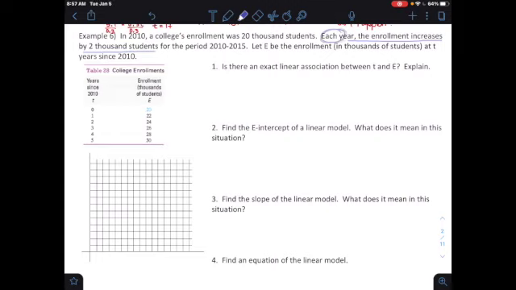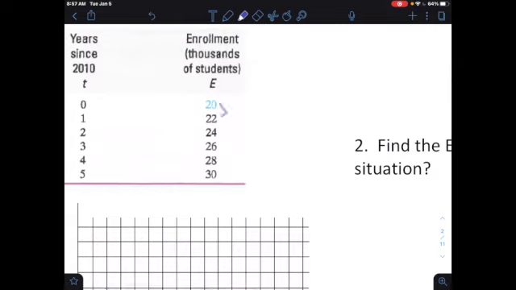Each. It's very important. Okay, and then the next one is for the period of 2010-2015, but E be the enrollment and T since 2010. That's also important. Okay, so now two things you have to keep in mind: the increase in enrollment is increasing at the same pace. So if you look at here, that's plus 2,000 students every year. Okay, and then this is going up by 1.